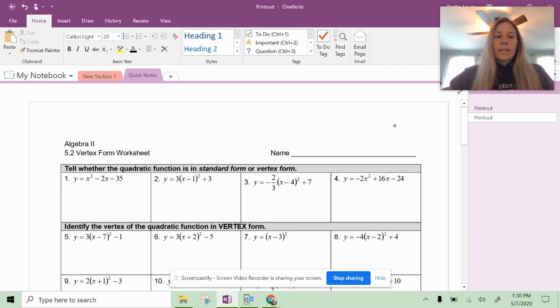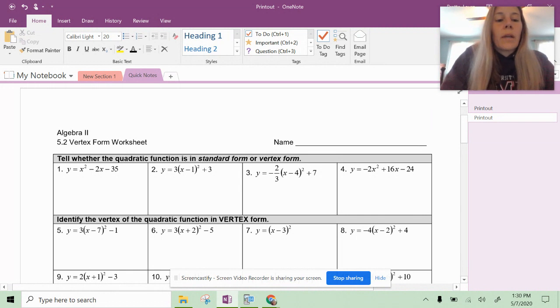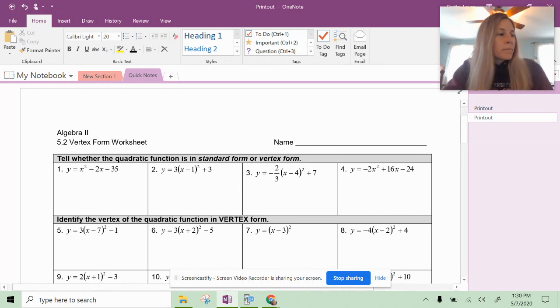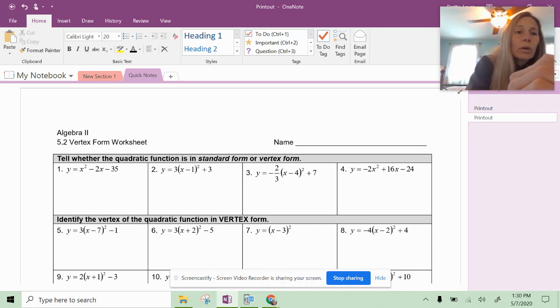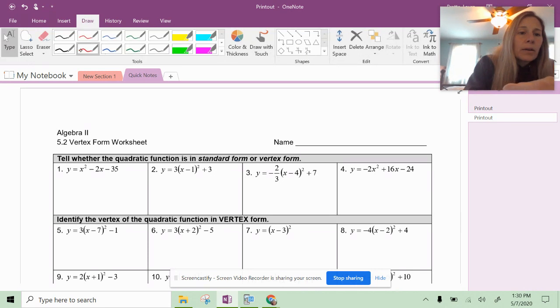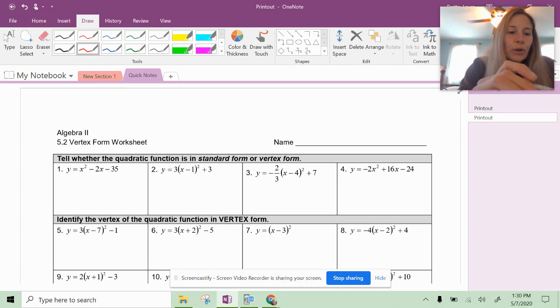All right, so today is going to be another lesson with the vertex form. There's one little piece that we are going to add in today, and that's a little bit comparing the vertex form to the standard form. So there are basically three different forms of quadratic equations as far as graphing is concerned.